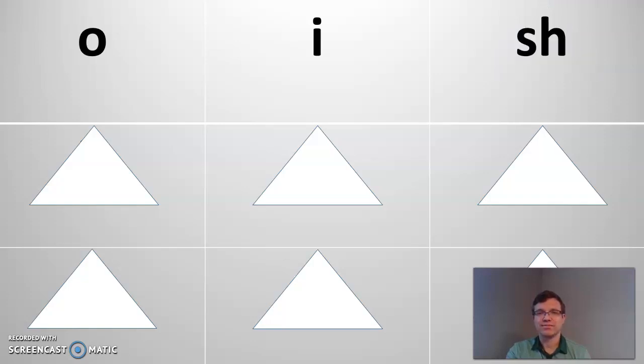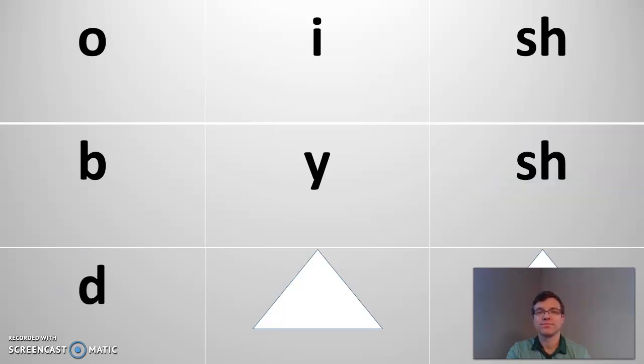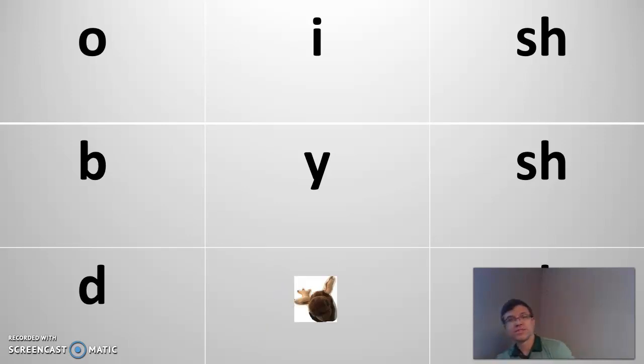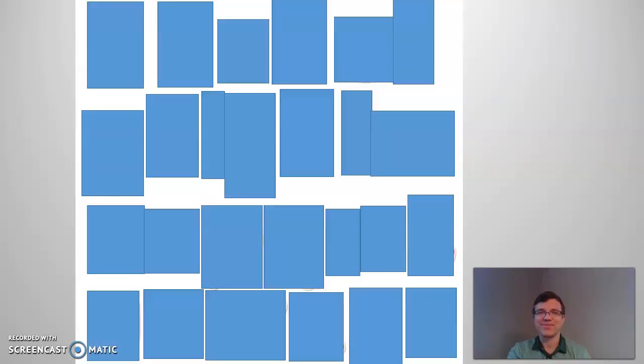I. Shh. B. Ya. Shh. D. Mario. Shh. All of the letters in the last column work together to make the sh sound.